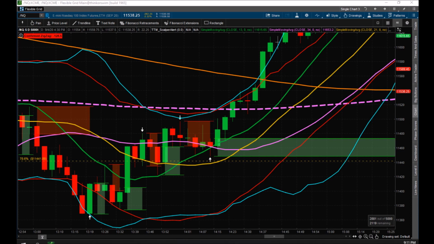So it combines. The squeeze is essentially the Bollinger and the Keltner combined. A squeeze happens when the Bollinger band enters the Keltner channels. It's what they call a fusion. So then you wait for the squeeze to fire, and then you take it out.